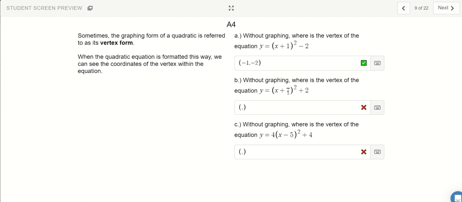Okay. Here, 7 and 2, I know it's shifted up 2. And remember that inside the x is backwards. So +7 means it's on the left side, 7. +7 means it's on the left, all right?